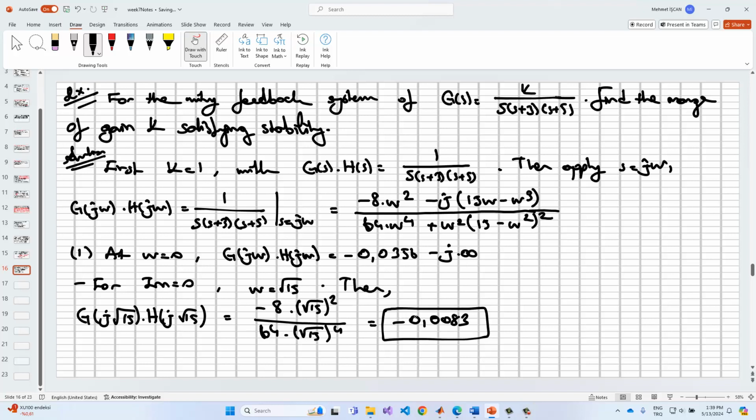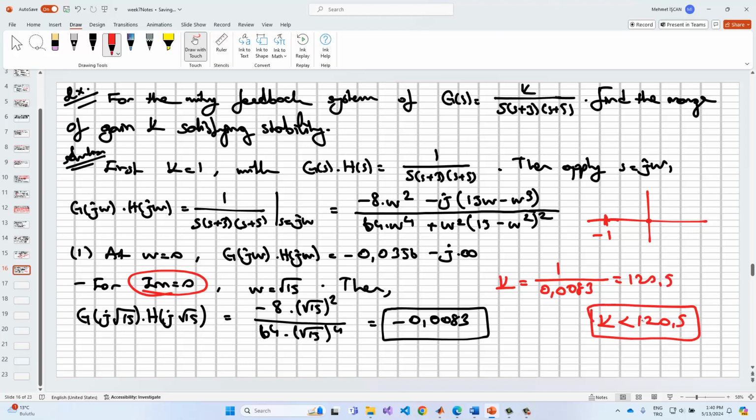And so what is the condition of our stability here? We need to examine the imaginary part of these terms, because it must be equal to 0, the real is the 0, and then we can check against minus 1. And so how can we do that to not encircle minus 1? The K can be calculated as 1 divided by 0.0083, which is equal to 120.5.